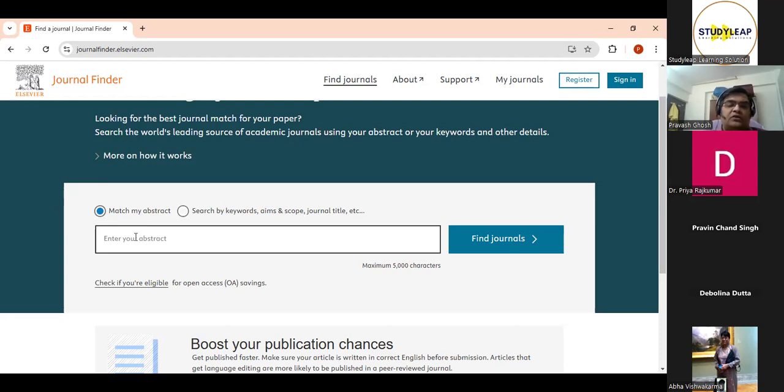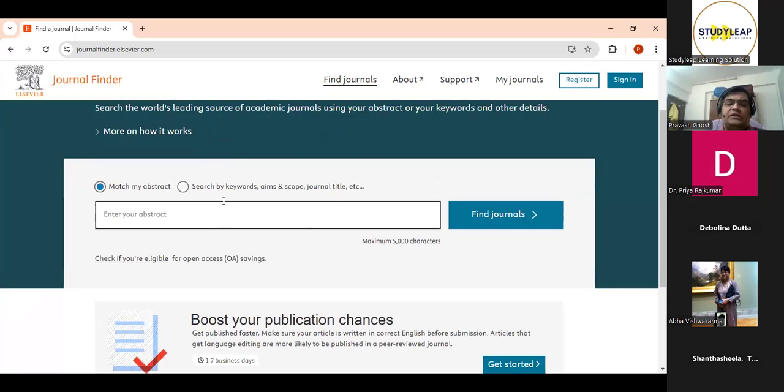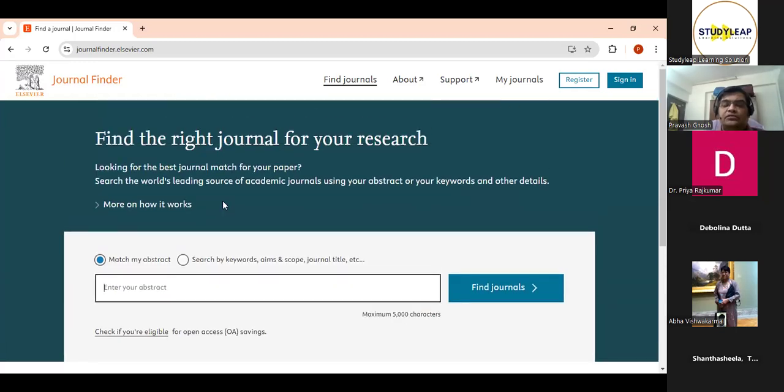Now, what I will do is take the abstract of one of my published papers, and I will demonstrate this with the help of my published paper in Scopus. Once I put that in, I can show you all the functions. You can see here, match my abstract. What else can I do? I can search by keywords also. I can paste my keywords in this, or I can paste the aim and scope. In various ways I can use this, right?